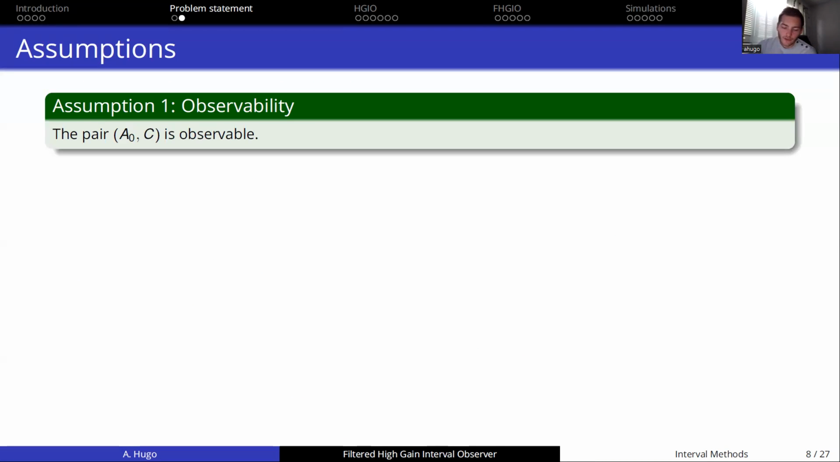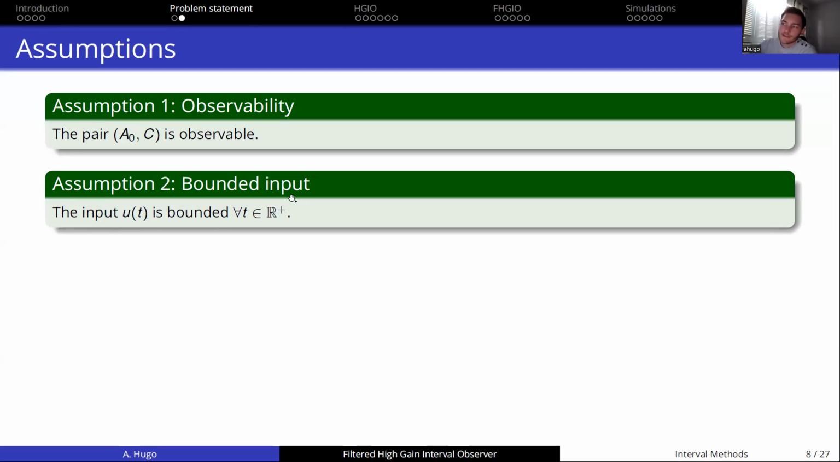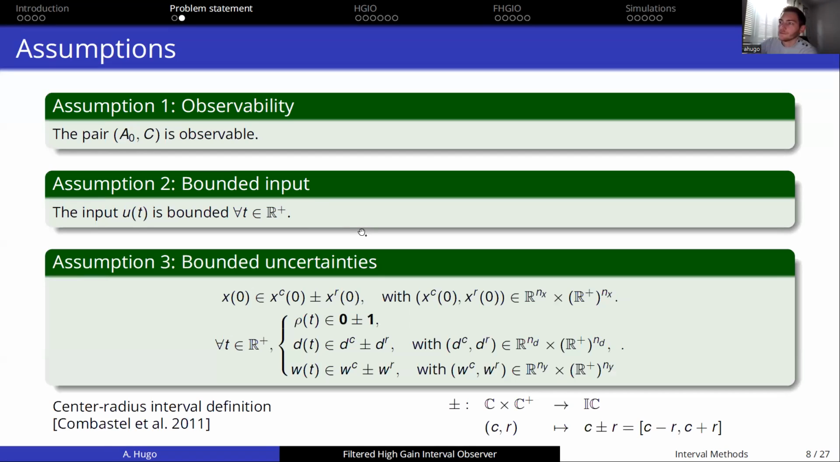We will have to consider three different assumptions for this work. The first one is that as we want to build an observer, we need the system to be observable. So the pair A0, C must be observable. The second assumption is that the input is bounded. And this is not really restrictive because most of the time when systems are controlled, their control laws are such that the input is bounded. So it's not really an issue.